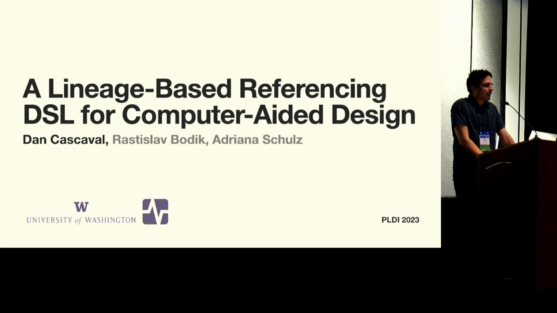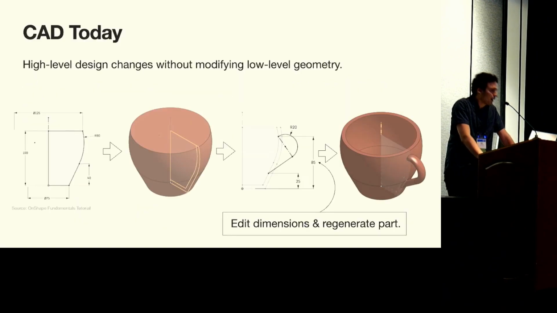All right. So I'm here to talk to you a little bit today about referencing in computer-aided design. So we're talking about 3D shapes. So let's look a little bit at how CAD is used today. So CAD, as you may or may not know, is secretly a program. So engineers model 3D objects, basically everything around you, as a little mini program.